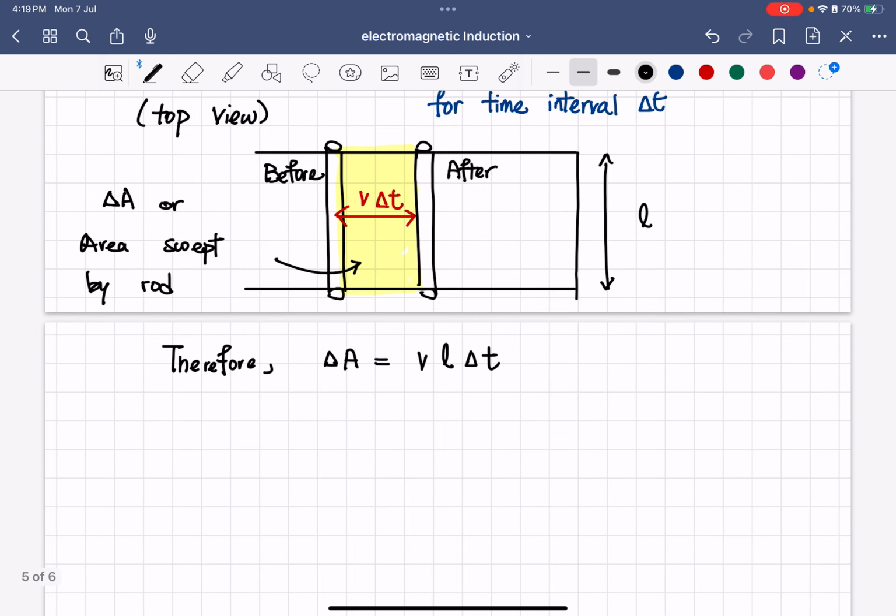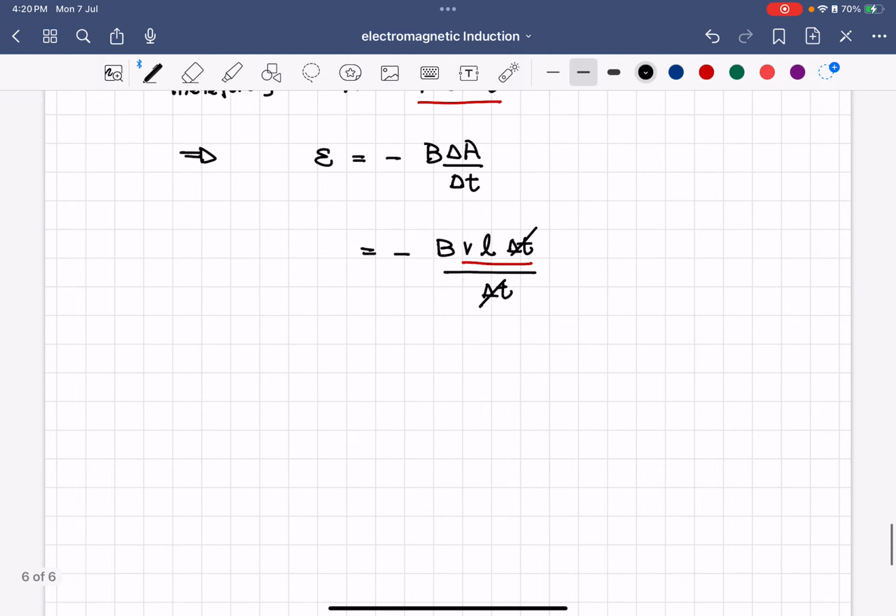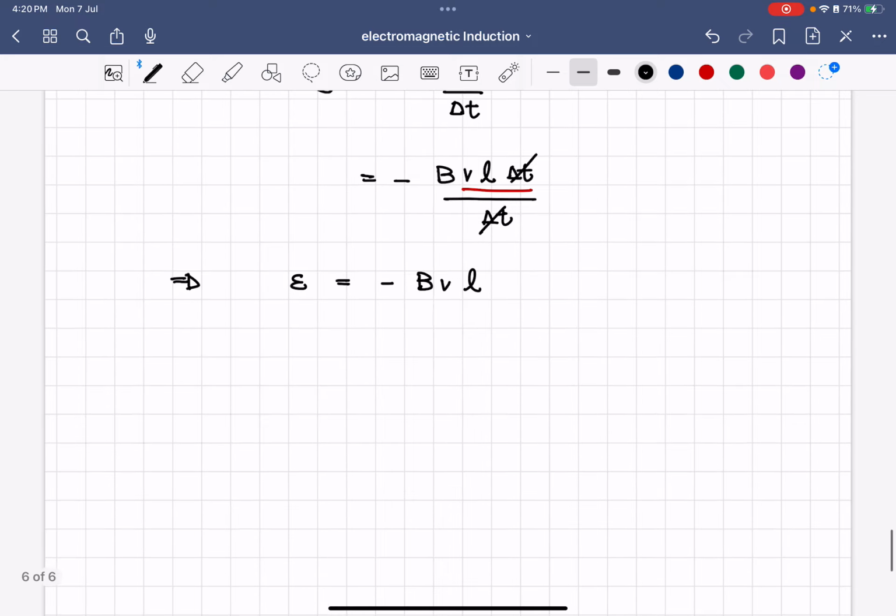So everything can be done now. Therefore, in Faraday's law, we have E equals minus B delta A over delta T. Let's repeat it here. And delta A is equal to VL delta T. So by substitution, we have minus B VL delta T, and then divided by delta T. And therefore, these two delta T cancel. So at the end, our EMF is equal to minus BVL. If we just consider magnitude, we could ignore the minus sign. EMF is equal to BVL in magnitude.